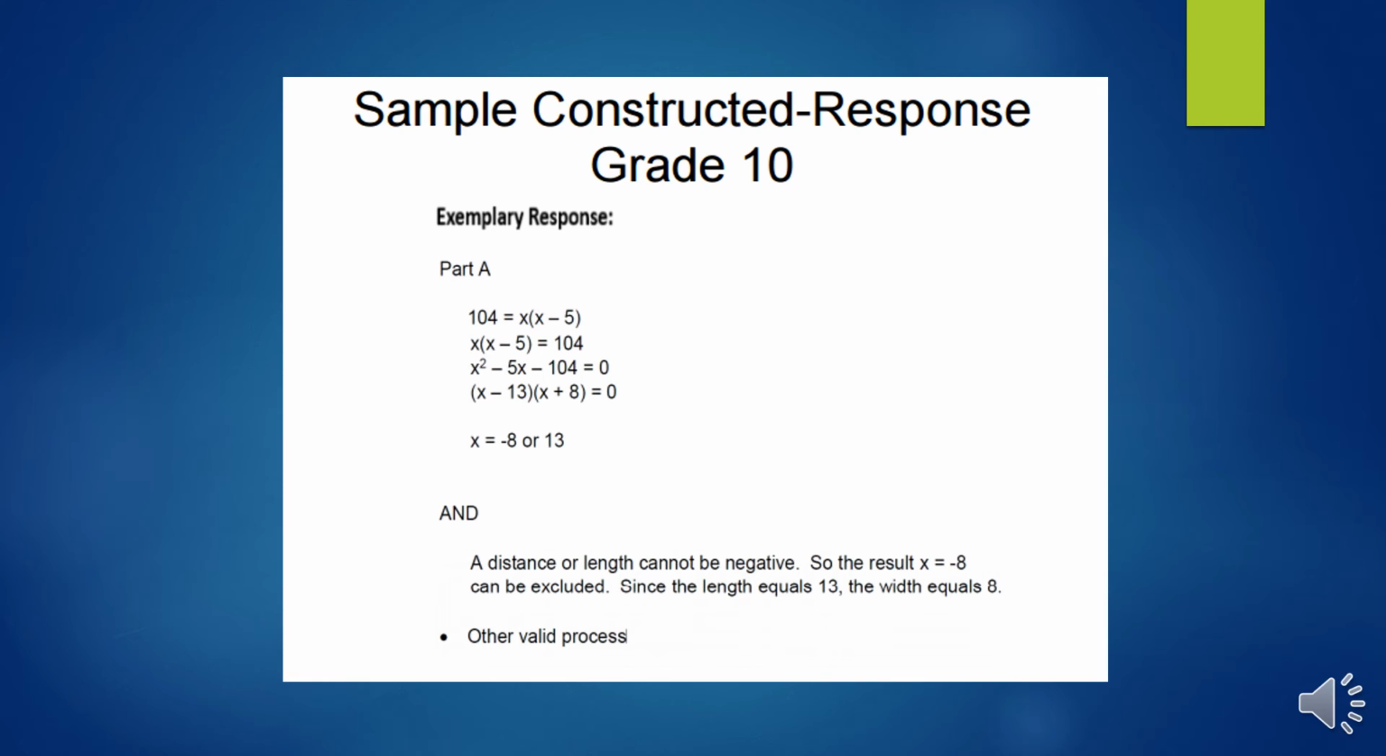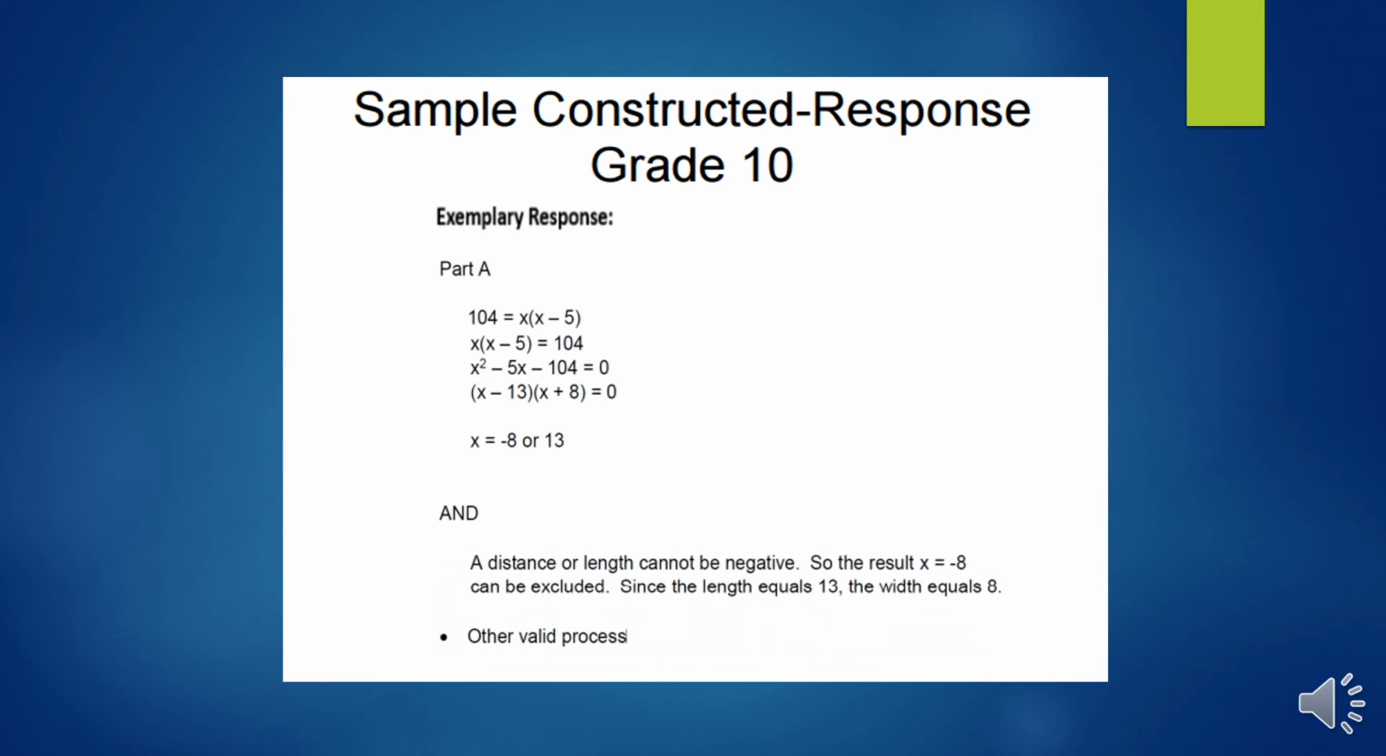We can continue to look at this equation: 104 equals x times x minus 5. And we can then go ahead and work down through this quadratic equation to get to x equals negative 8 or 13.